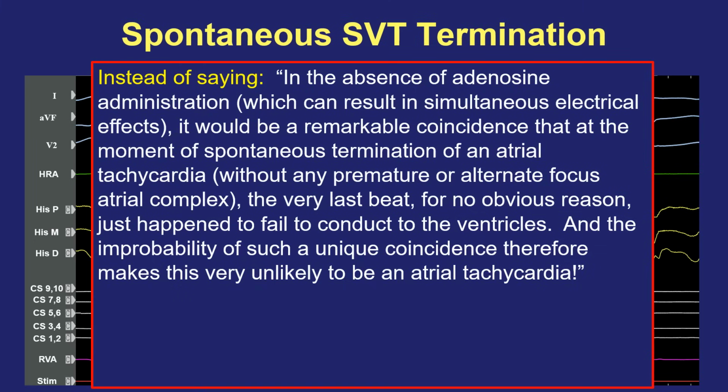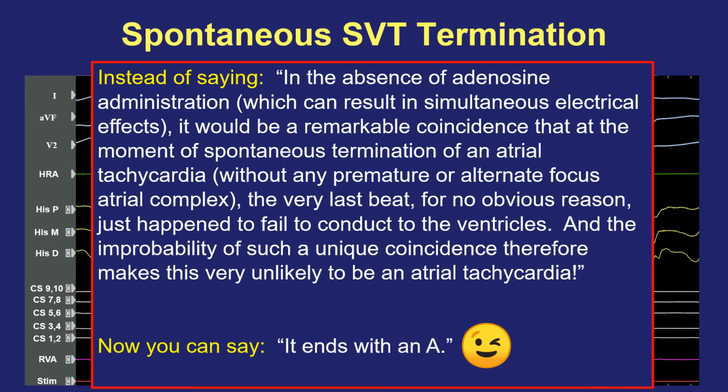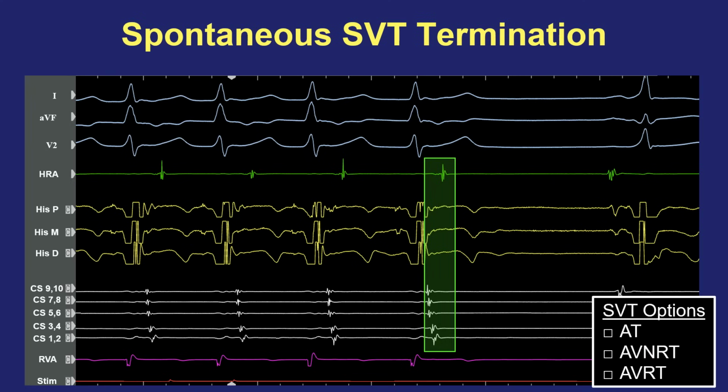But now I'm going to induct you into the club of EP, where we have a code, where we can summarize this statement in short form, and we all know what each other's talking about in this club. Now officially, each of you can say, it ends with an A, wink. And what we mean by that is that this is very unlikely to be an atrial tachycardia. So you see this observation, you can cross ATAC off the list.